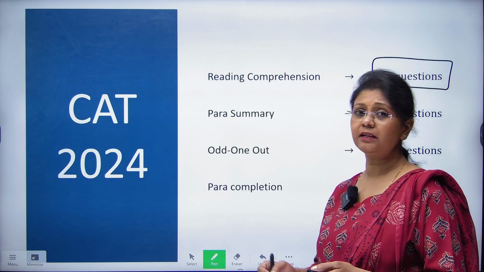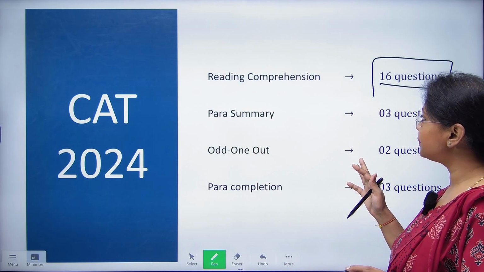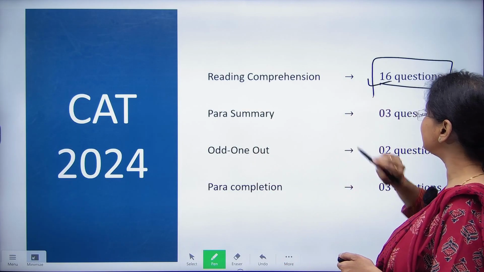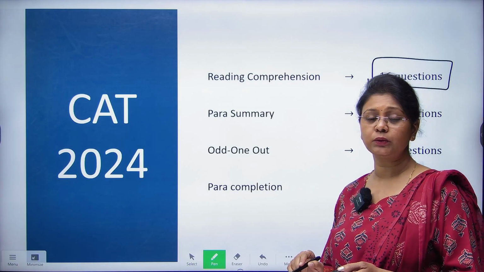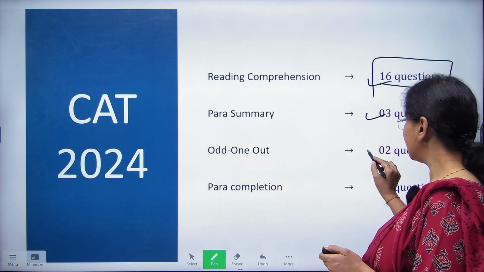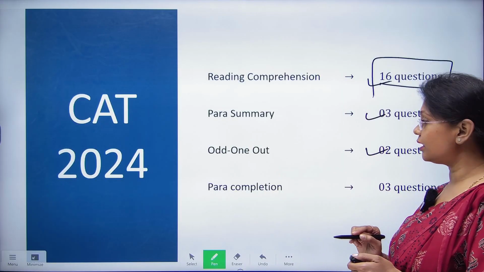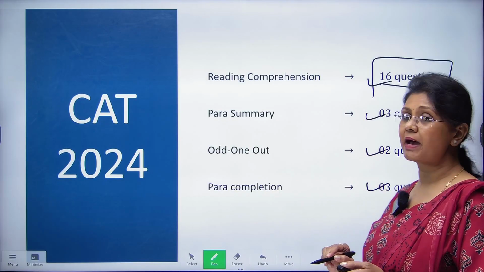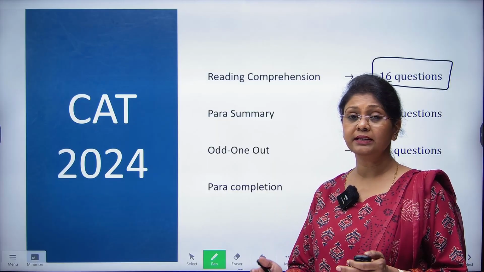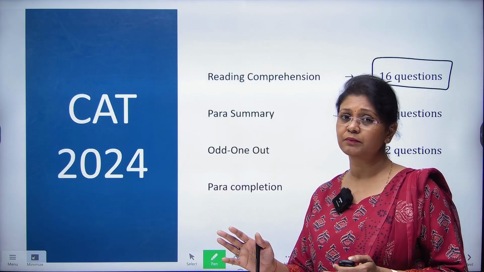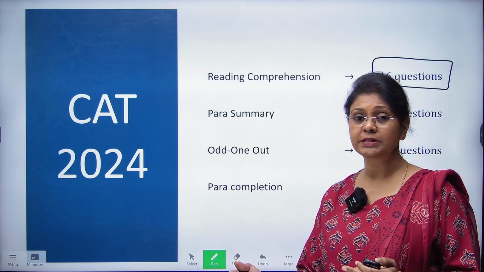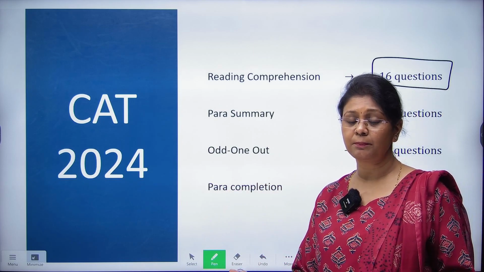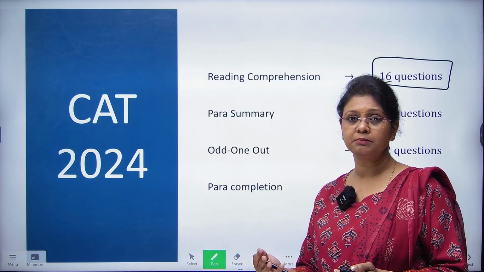Okay, let's look at the quick sign up here. Reading comprehension had 16 questions in total. Para summary had 3 questions in total. Out of this entire number, you had 2 questions of odd one out and you had 3 questions of para completion. As I told you earlier, there was not a single question of para jumble. But for CAT 25, we will be dealing with para jumble questions also, because if there is a change in the paper, you might have to deal with para jumble once again.